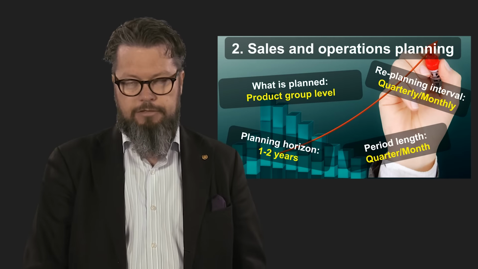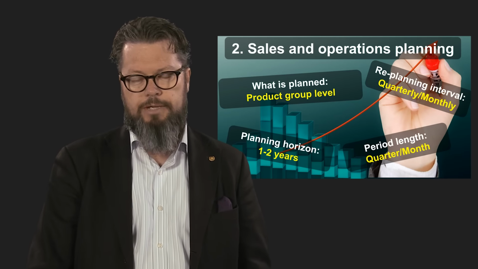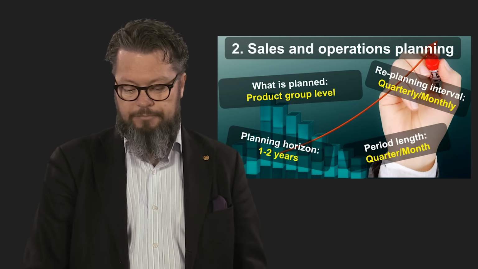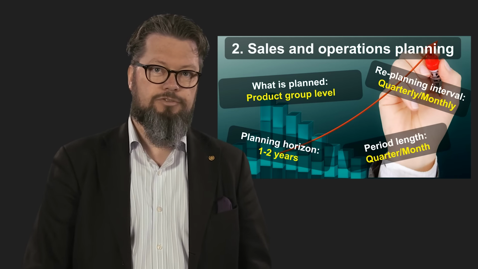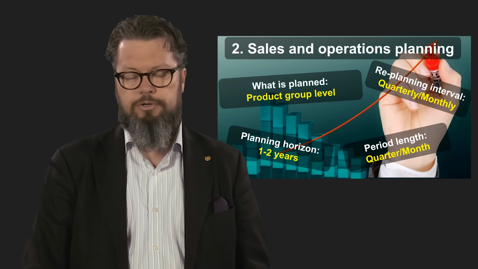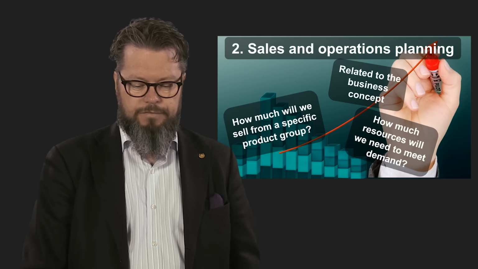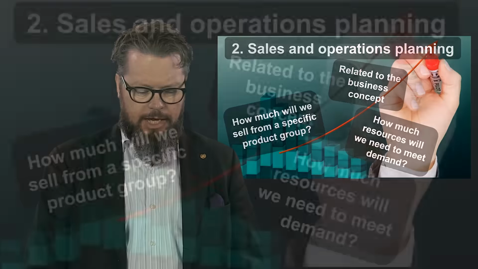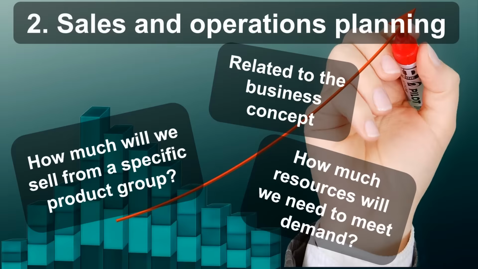And the length of the period that we plan for is a quarter or maybe down to single months. And we revisit this plan every quarter or even every month to see, okay, do we need to change anything? Do we need to change our prognosis and so on? The things we're looking at here are related to the business concept of the company. How much will we sell from a specific product group, for instance, and how much resources will we need in order to meet demand on a quite high level? We are not looking into details. We are still at a high level, but we are looking into resource need in production.